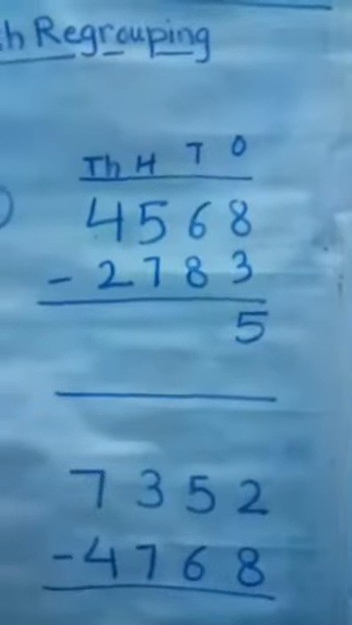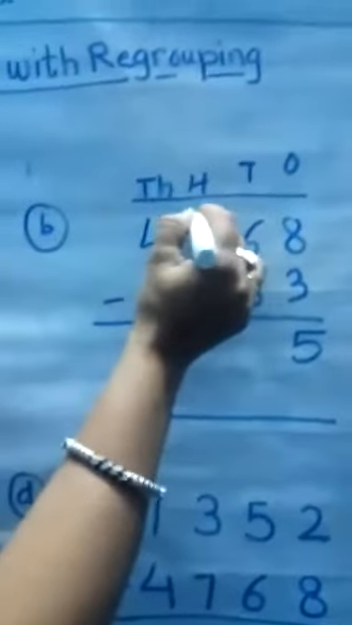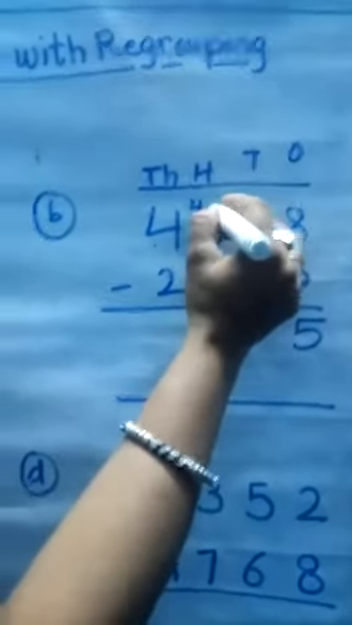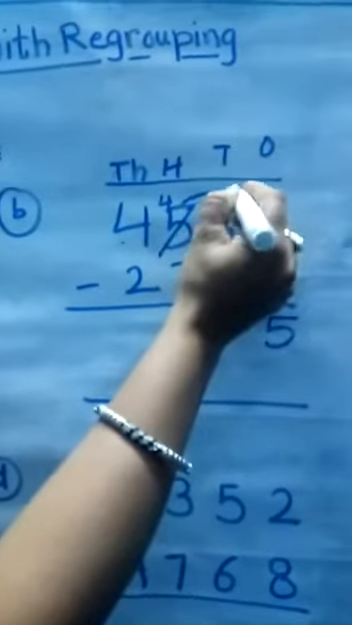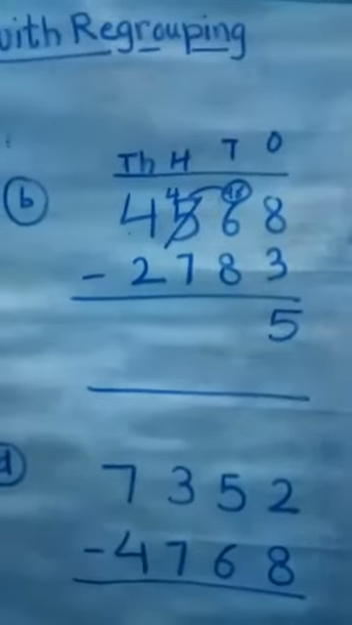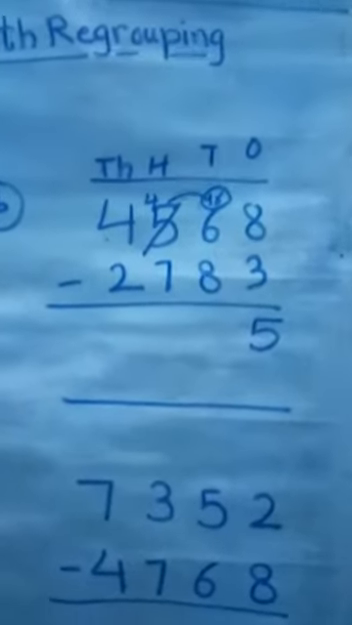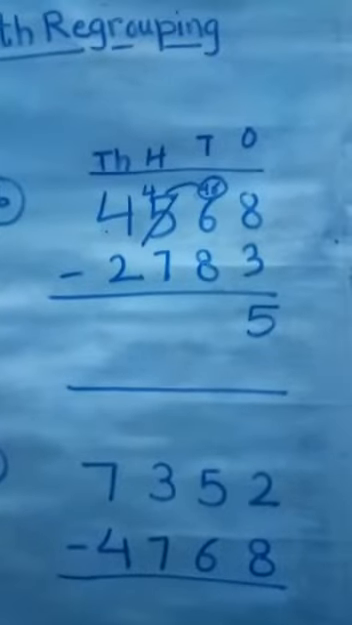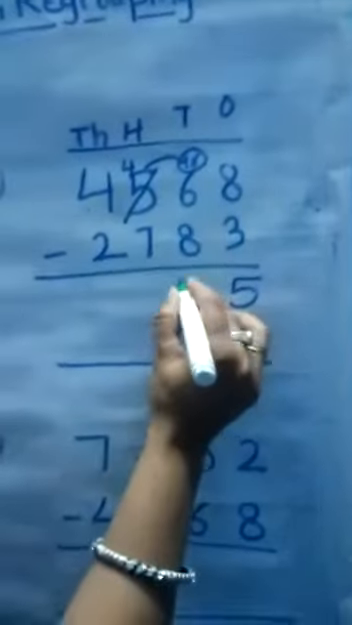6 minus 8 is not easy work. So again we have to borrow from hundreds. It will be 4 and it will convert into 1, 6, 16. So we are able to deduct 8 from 16. So the remaining number is 8.